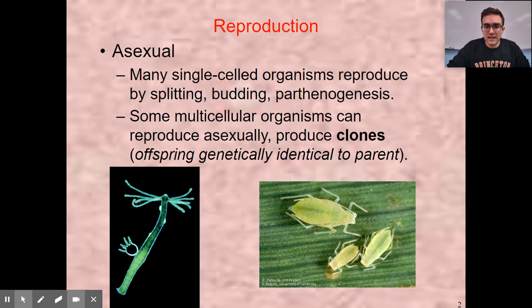Those are the definition of clones. So the clones, what they are is they're genetically identical to the parent. Okay, so that's really all you need to know about asexual reproduction: the offspring of asexual reproduction are genetically identical.